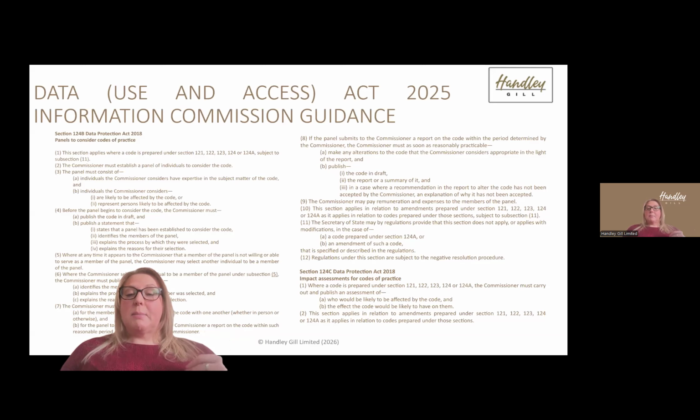Essentially, what happens is the panel then has to produce a report on a code. The Commissioner then has to consider that and make any alterations to the code that is considered appropriate, must then publish the code in draft, publish the panel's report or a summary of it, and where they don't accept any of the recommendations of the panel, explain what they've not accepted and why.